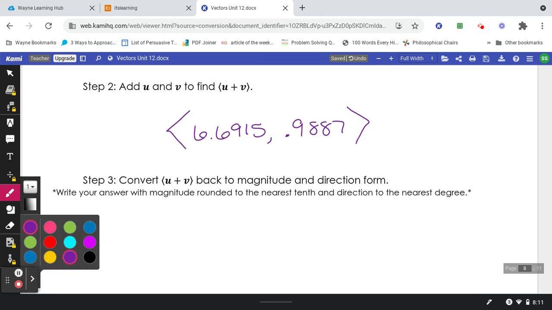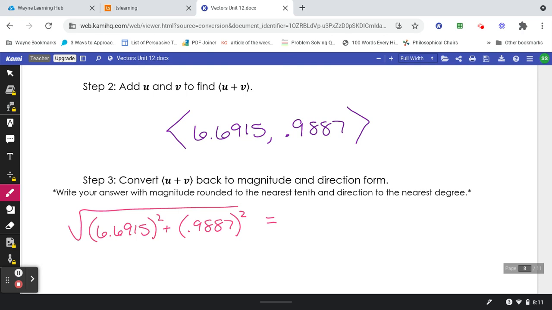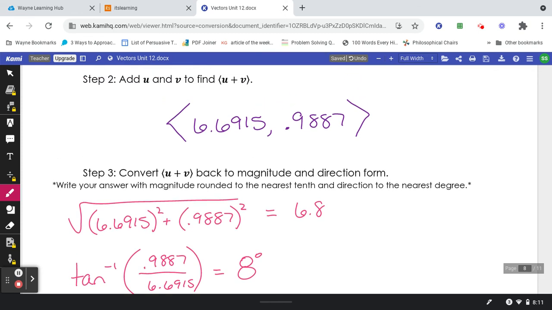When it's time to convert, we end up with a magnitude like this. And we should get an answer of 6.8, rounded to the nearest one decimal, remember? And then for the direction, we do the B over the A. Type that in, round it to 8 degrees. Then we check the chart. Got to check which quadrant we're in here.